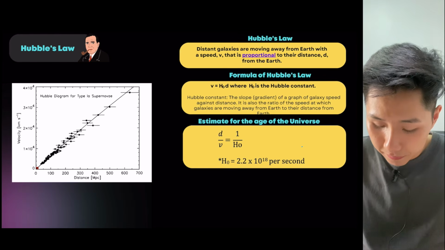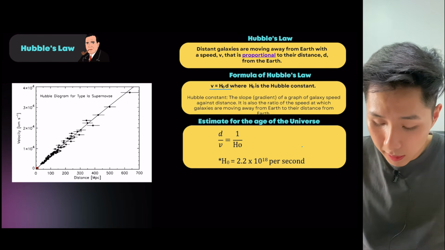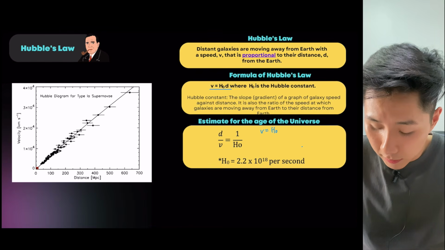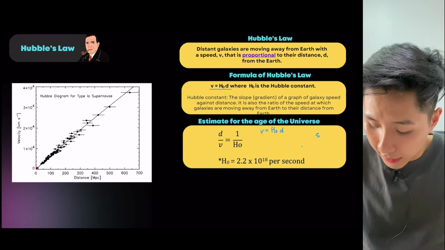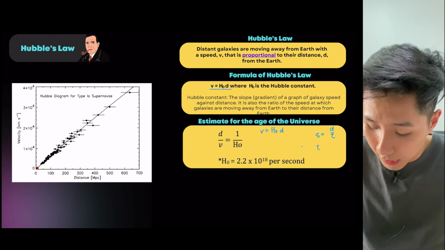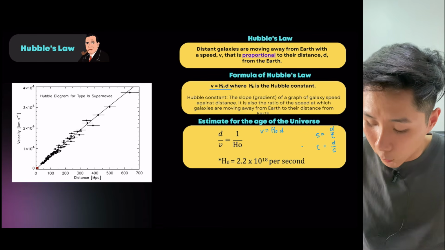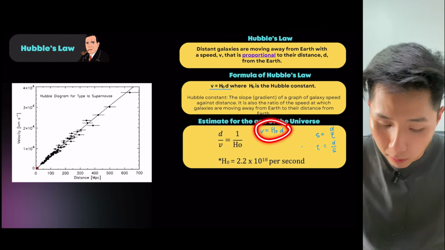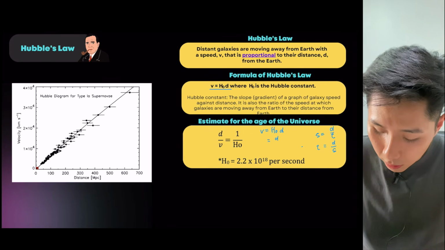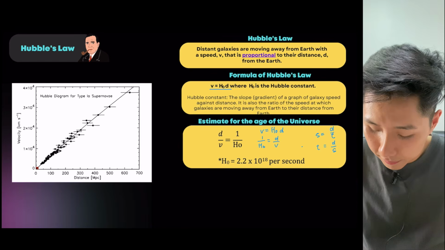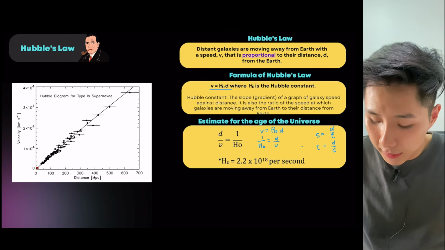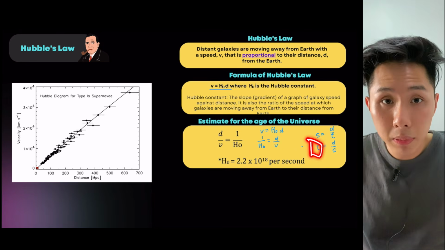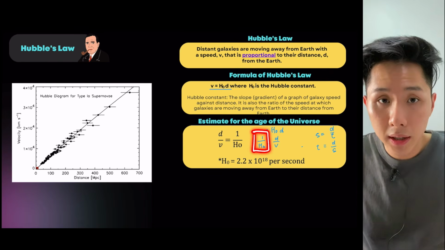How it works is that we have these formulas, and then V equals H0 multiplied by D. Let's look into speed, distance and time again. To find out time, you use distance divided by speed. So in other words, I can rearrange these formulas to be distance over V equals 1 over H0. By looking at this, it shows us that if you want to calculate the age of the universe, you can simply use 1 divided by H0.